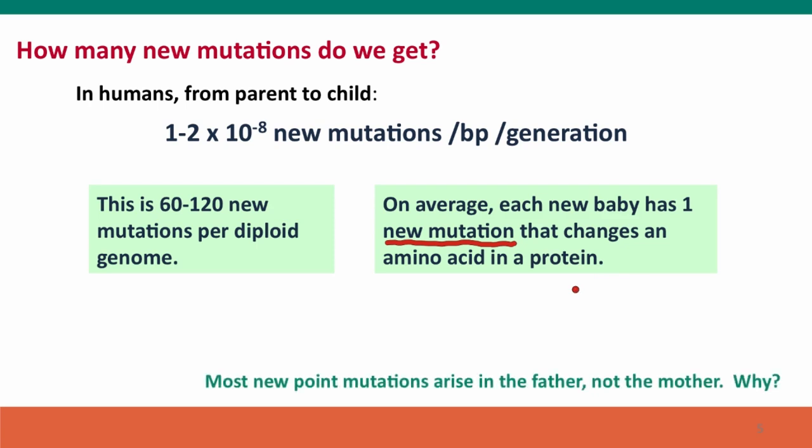Now, one more piece of information, which I'm just going to raise here and come back to in lecture 2H, and that's that most of these new point mutations arise in the father, in the production of gametes by the father, not in the production of gametes by the mother. And we'll talk about why later.